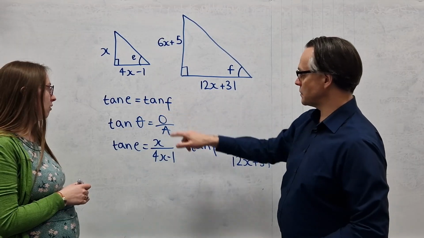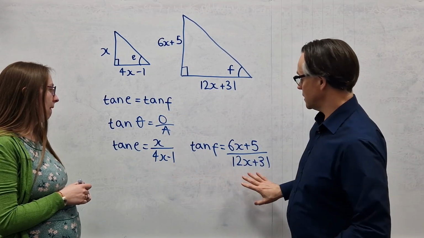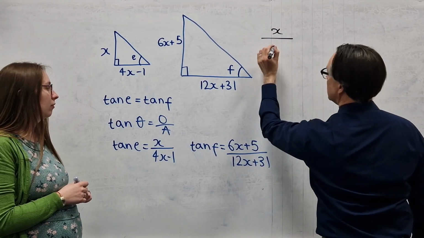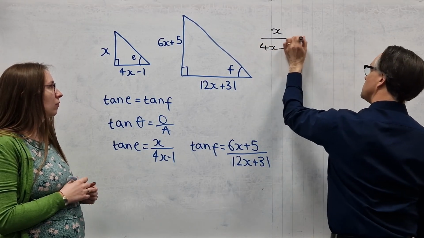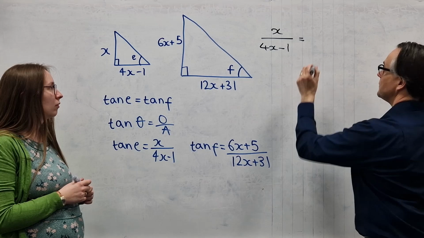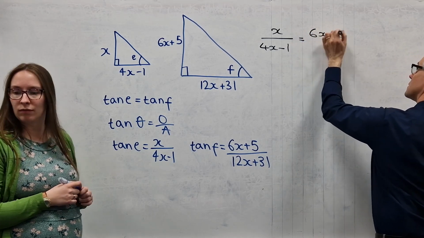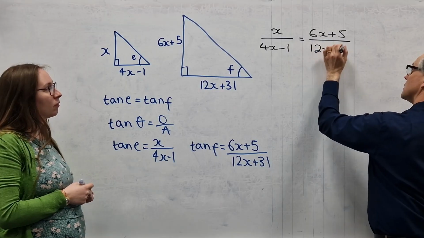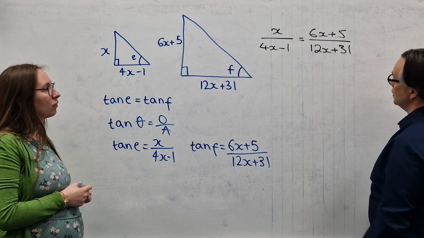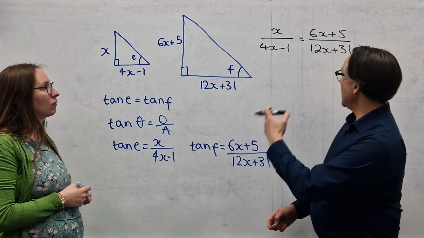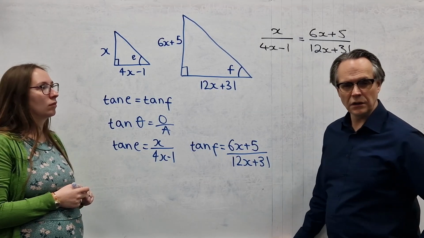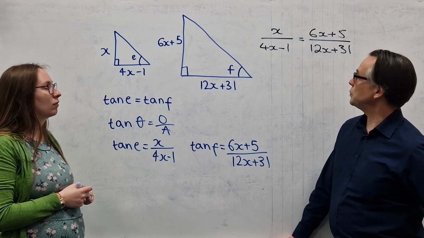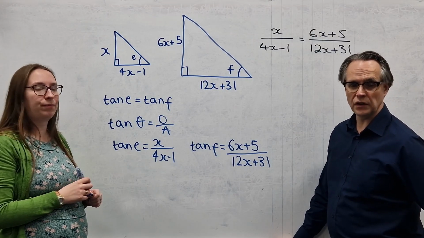So if that is equal to that, then we're going to put this equal to this. So we've got x over 4x minus 1 is equal to 6x plus 5 over 12x plus 31. And now we've just got to solve this equation. It looks like a difficult equation to solve, but it's not so bad. You just need to know a few facts.